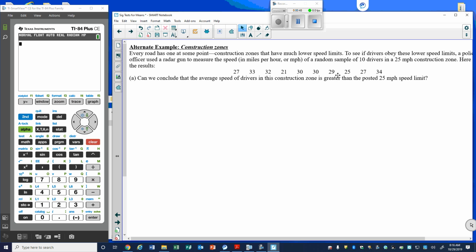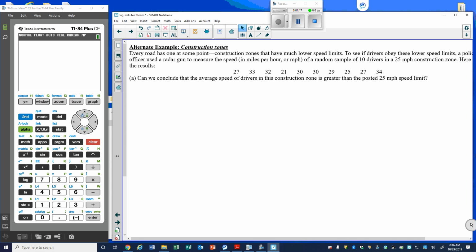So he's only taken one sample. We're going to be looking at the average speed of these drivers. So this is a means type question instead of a proportion, since we're looking at averages. But we only took one sample and we're trying to compare it to this 25 mile per hour preset speed that they should be driving.